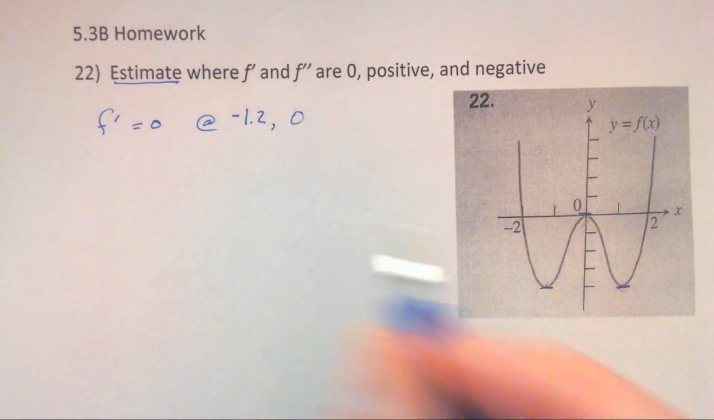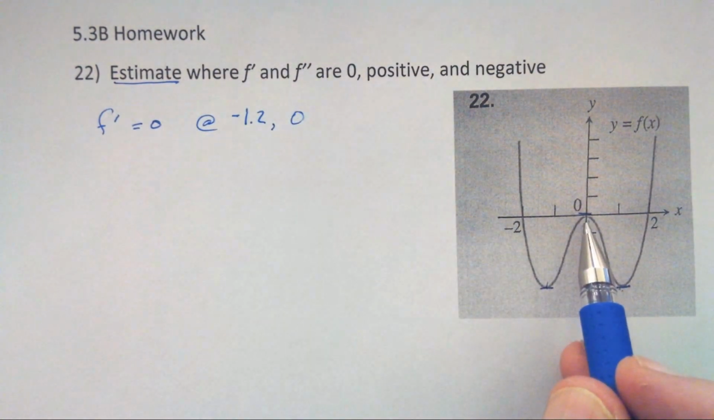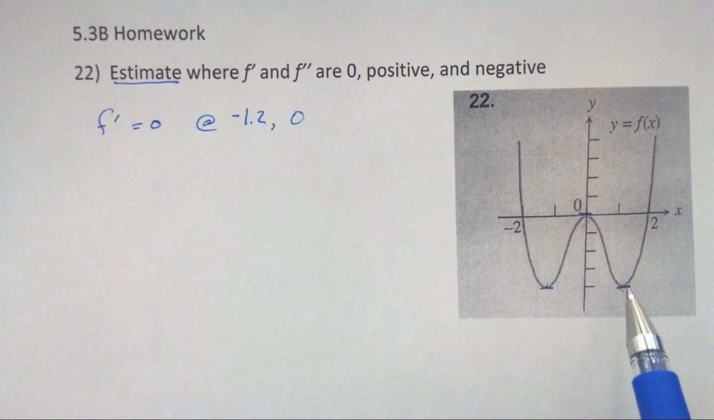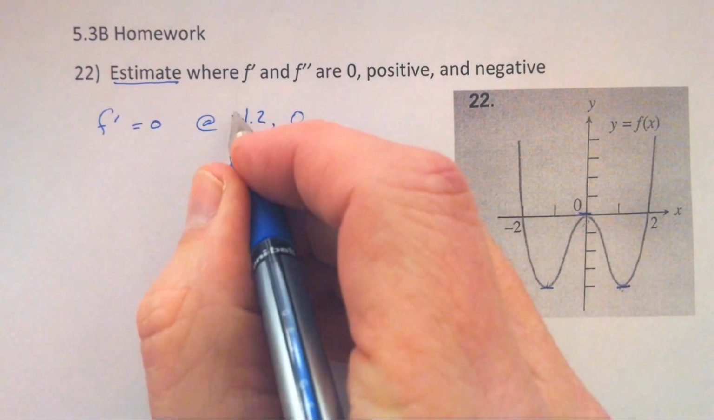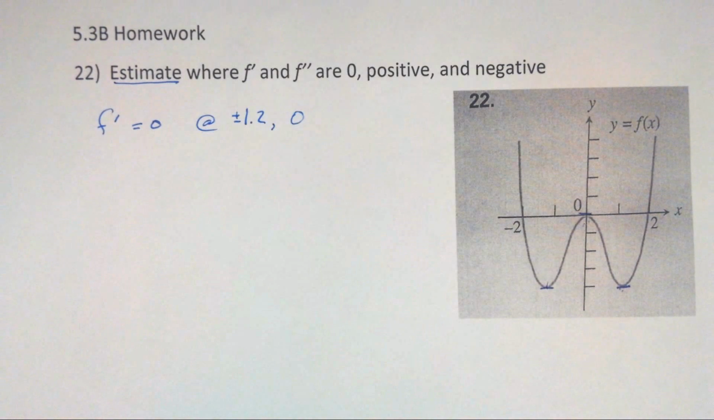We got another level off. This one I'm pretty confident of. Their intention was that that's at 0. And this one looks kind of like the same as the other. It might be an even function. So if I'm going to say 1.2, I might say plus or minus 1.2.